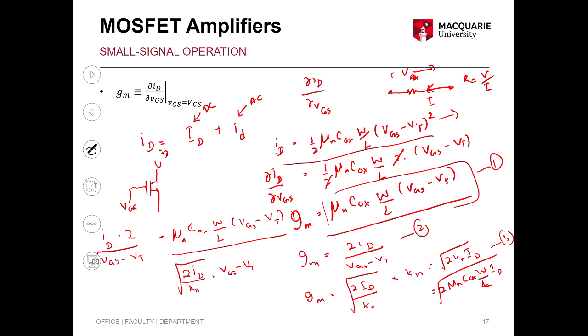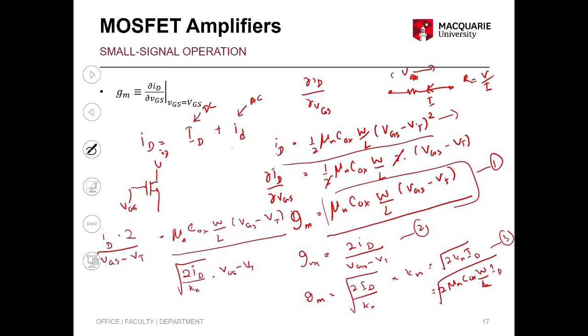So the two equations give you two different meanings. The one GM is proportional, one. Because in the second formula, we still have ID. Yeah, it depends on the VGS minus VT. Yeah, that's right. So ID itself is dependent on VGS minus VT. So you can't really interpret the second formula as inversely proportional.